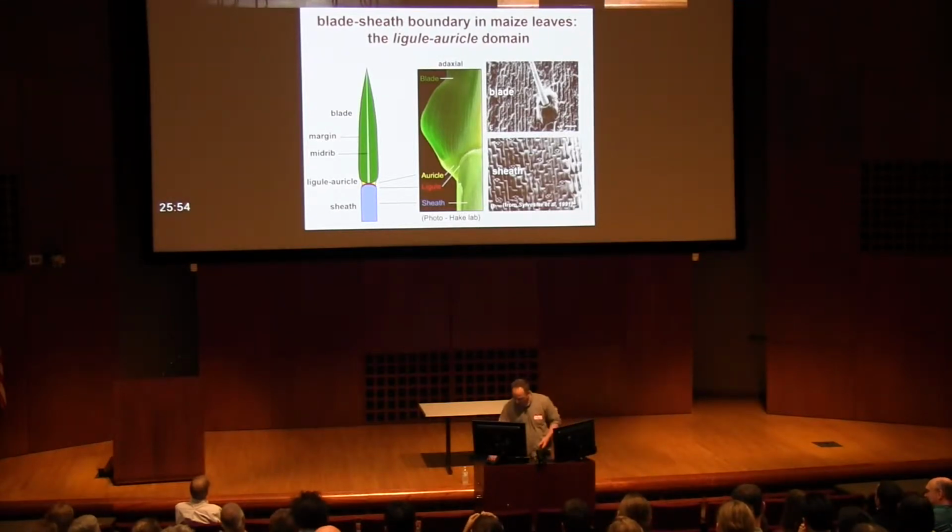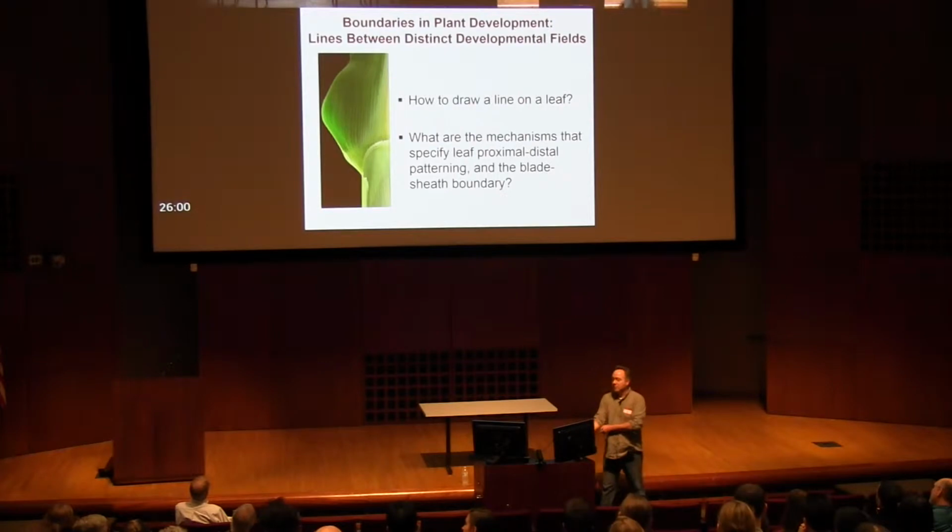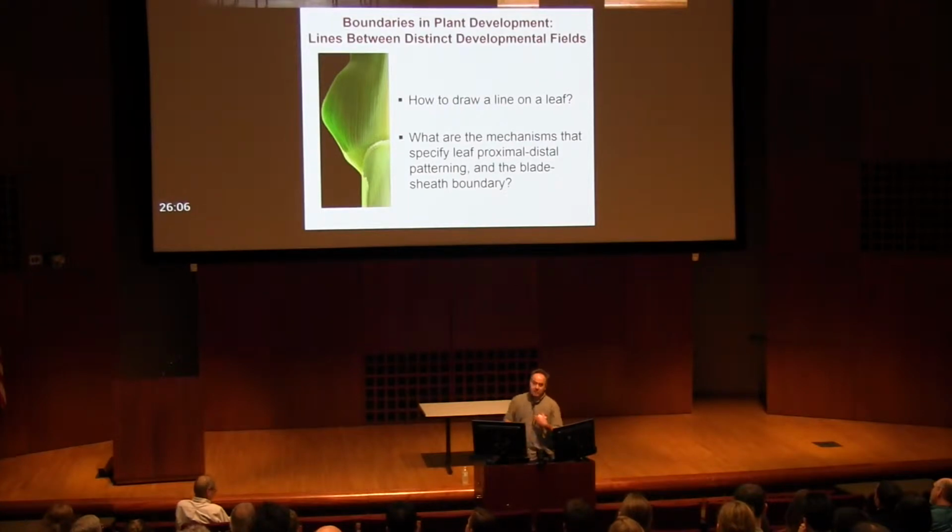Who cares? Well, actually, it's a great system to study how boundaries are formed and how they're organized between very distinct developmental fields. We know from lots of other studies that organ boundaries are often the case where new axes of growth are initiated. So the question is, how do you draw a line on a leaf to separate these fields? What happens there, and what are the mechanisms that specify these distinct proximal distal fates?